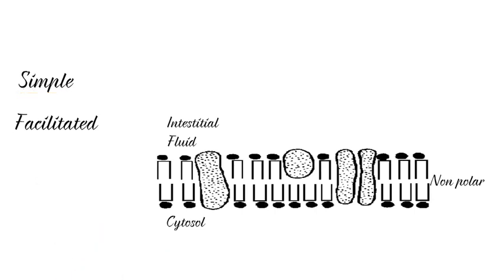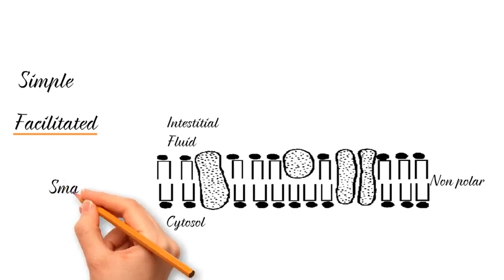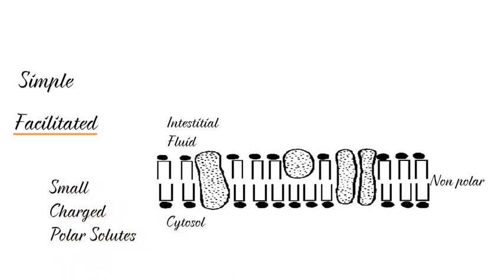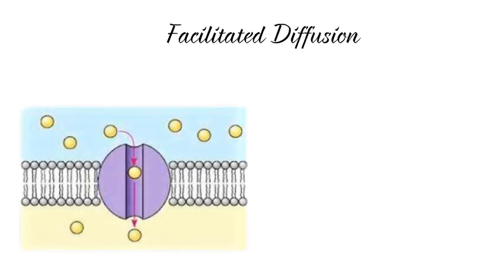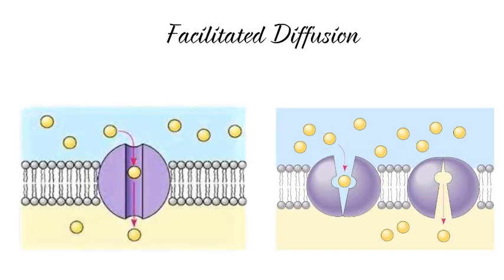Now, let's talk about facilitated diffusion. Facilitated diffusion is the second type of diffusion that occurs with the help of plasma membrane proteins for small, charged or polar solutes that are unable to pass through the nonpolar phospholipid bilayer by simple diffusion. In facilitated diffusion, polar or charged solutes that are too small to diffuse through the nonpolar phospholipid bilayer can enter and exit a cell with the aid of membrane proteins. Facilitated diffusion has two forms, channel-mediated and carrier-mediated. The distinction between the two lies in the type of transport protein used to move the solute across the membrane.